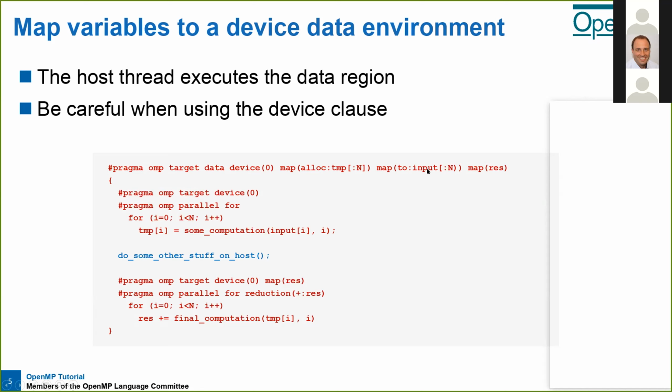And it copies the input from the host to the device, or maps the input from the host to the device because this is needed here. Because the data region starts here and ends over there, it ensures that TMP and input are in place when the first kernel starts and are still available when the second kernel starts. And at the very end, it maps the variable res back from the device to the host, because we might need it on the host. So that's the idea of the data region.